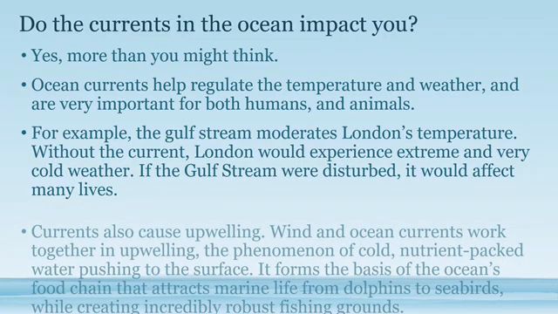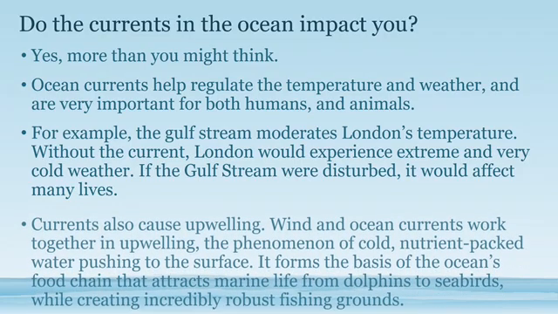Currents also cause upwellings. Wind and ocean currents work together in upwellings, the phenomenon of cold, nutrient-packed water pushing to the surface. It forms the basis of the ocean's food chain that attracts marine life from dolphins to seabirds while creating incredibly robust fishing grounds.